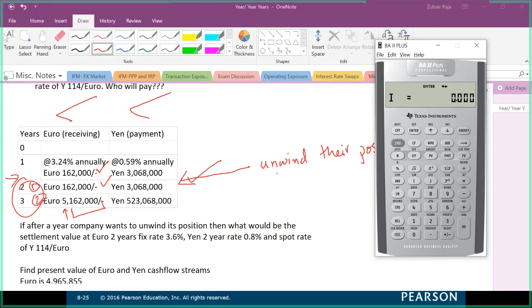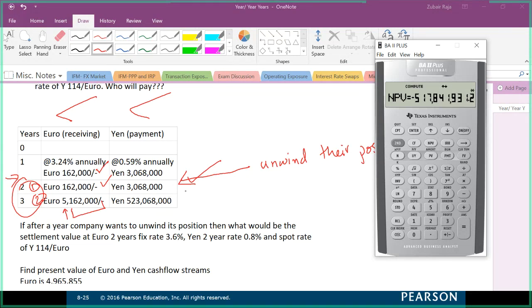What is the interest? Now, 2-year interest. Remember, now we will not use this 0.59 interest, right? So the 2-year interest is 0.8. When you do the manual calculation, convert that 0.8 into decimals, meaning 0.008. But over here, we simply write 0.8. 0.8, enter, compute. So 5,017,841,931. This is the payment they have to make today, right?